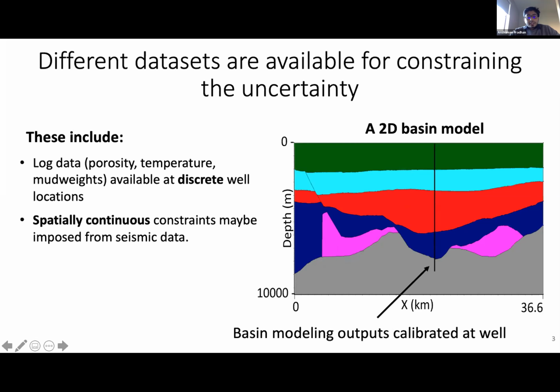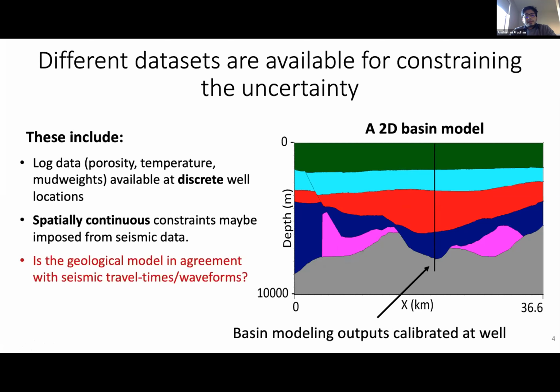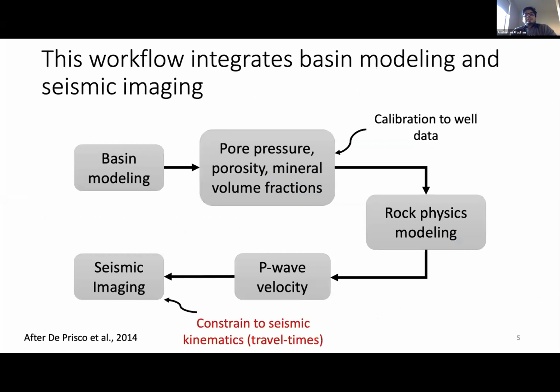uncertainty at locations away from the wells, but that can, in theory, be done by seismic data, which is spatially continuous. But you might ask, since seismic data is not a hard measurement of the property of interest, how can it reduce the uncertainty? Well, what seismic data measures is the travel times of the waveforms of the reflections that our geologic horizons reflect, and then what we can try to ensure is that our geological model agrees with our seismic travel times or waveforms.